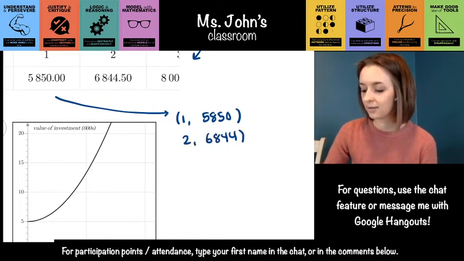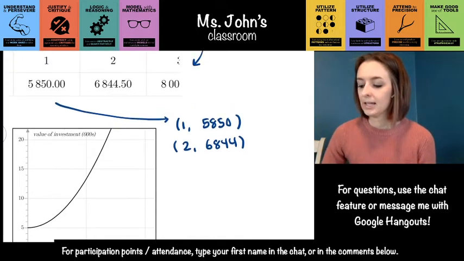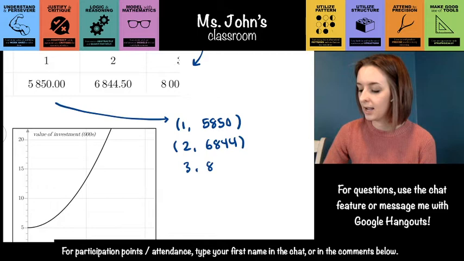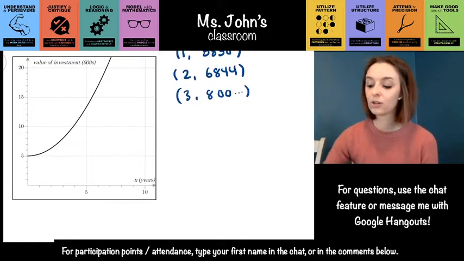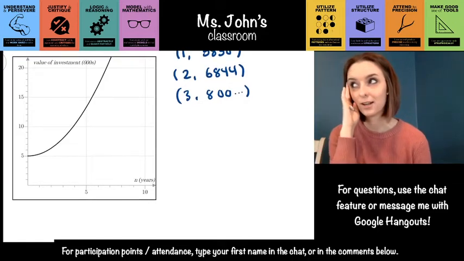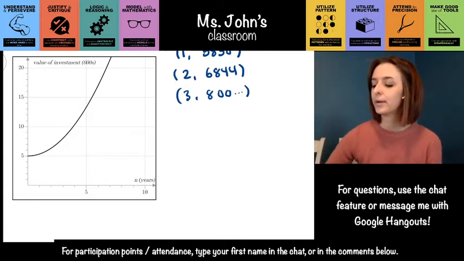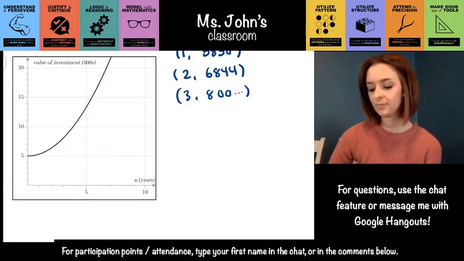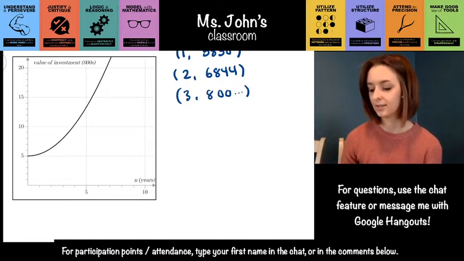2, 6,844. I'm not going to write the 0.5 because on the graph I'm not going to be able to tell. And then 3, it's about 8,000. I don't know what the last number is, but we'll go with it. And that's what you're looking for. You're checking to see. Remember we talked about checking on a graph last time. This isn't going to be linear, but we can still do this check. So we're looking for each of these points to make sure it exists.